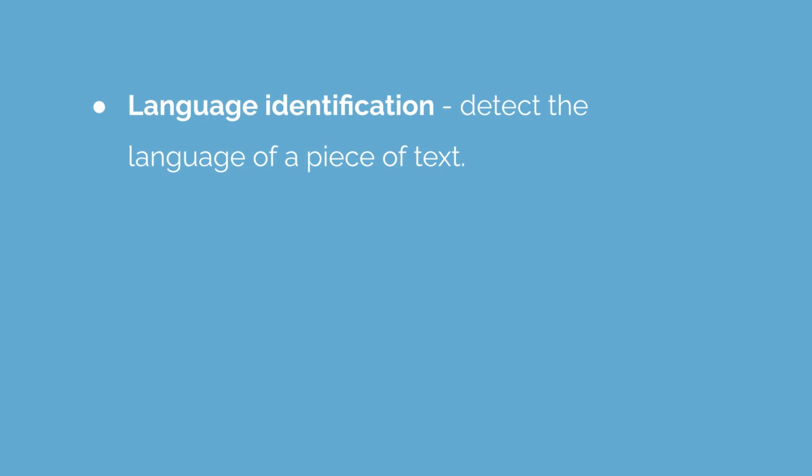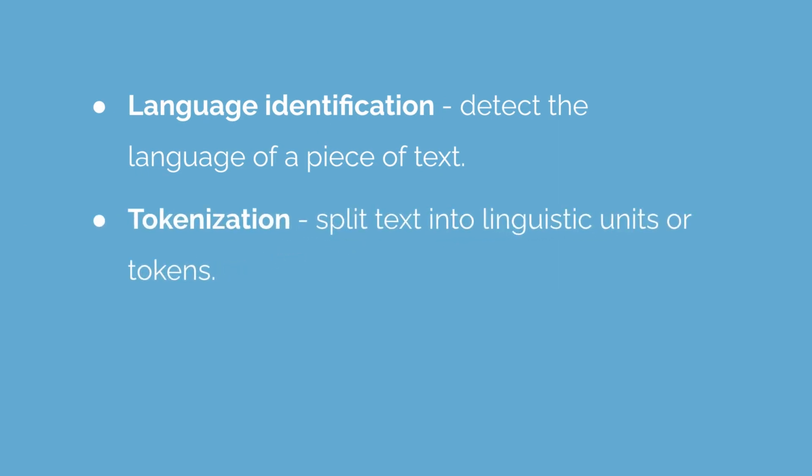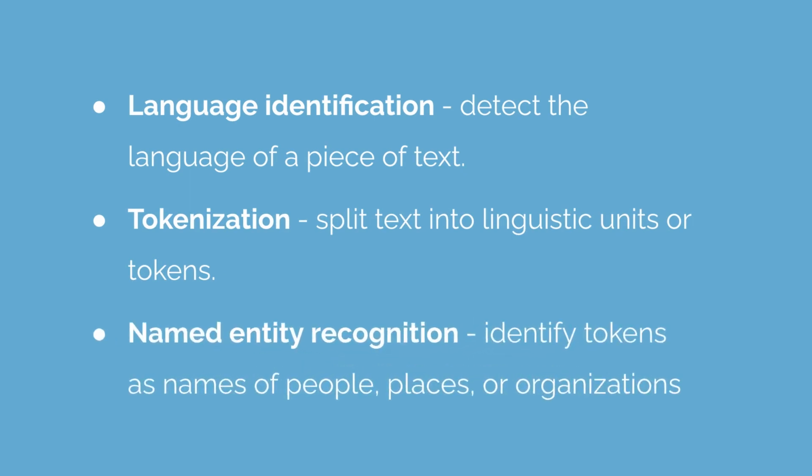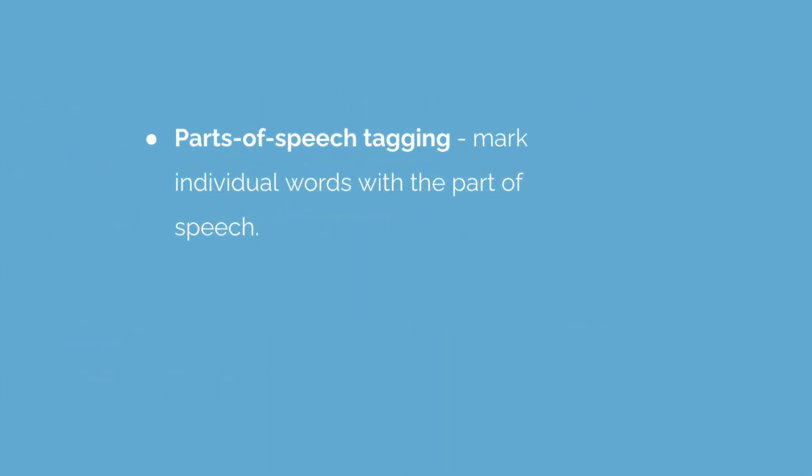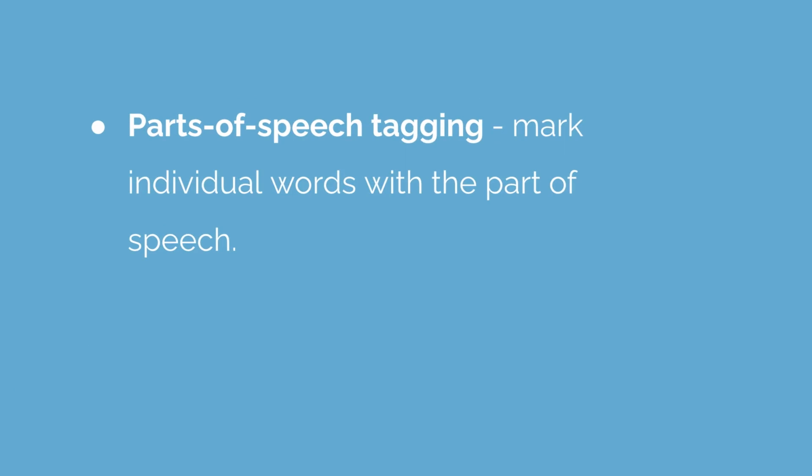There's language identification, which is being able to detect the language of a piece of text. There's tokenization, or splitting text into linguistic units or tokens. There's named entity recognition, where you identify tokens as names of people, places, or companies. And furthermore, there's part of speech tagging. You can find, is this a noun, a verb, an adverb, an adjective?